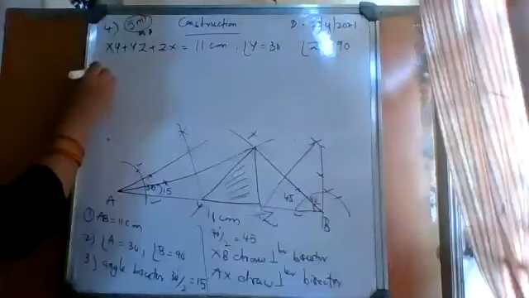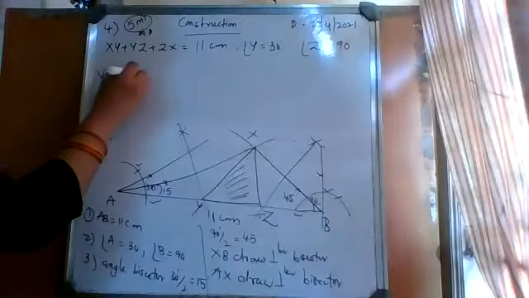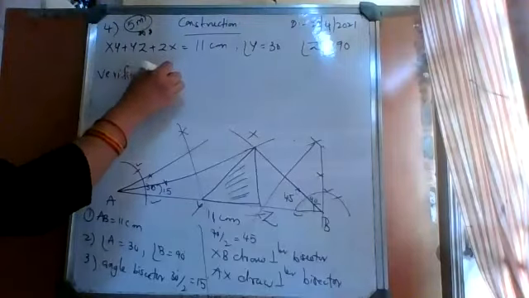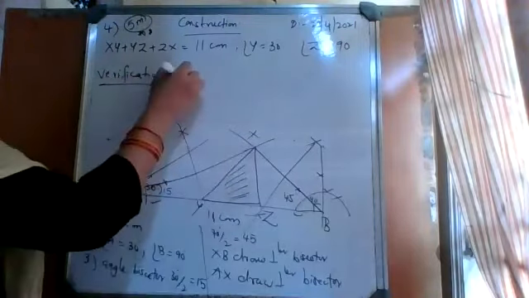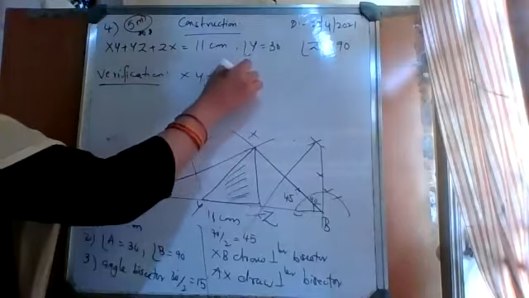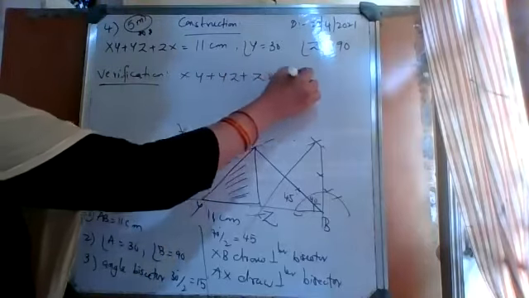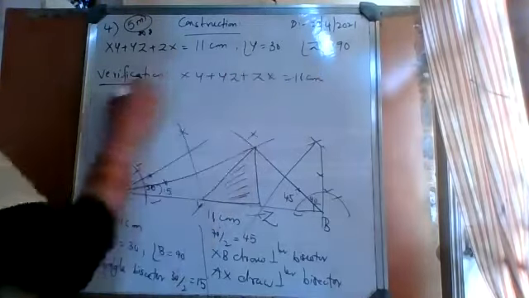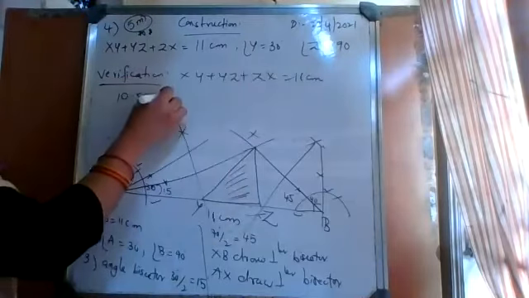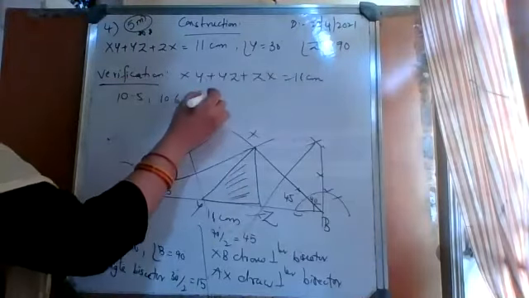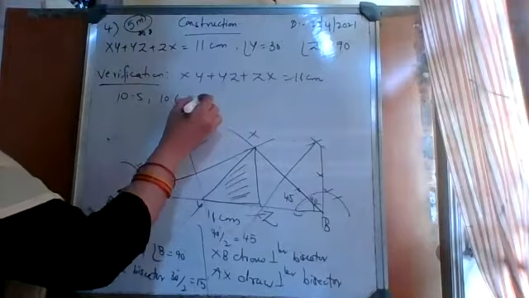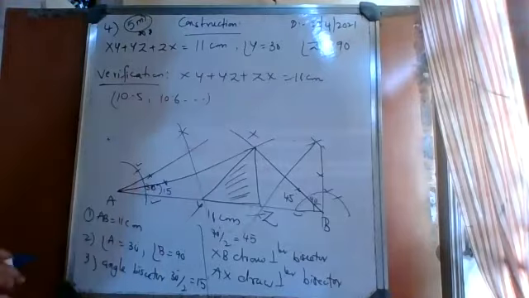Now, how to find whether you have done it correct or wrong? Verification. If your answer is correct, XY plus YZ plus ZX must be equal to 11 centimeters. You may get an answer like 10.5 or 10.6, all the answers are correct. In decimal also you may get the answer. Hope you all understood this.